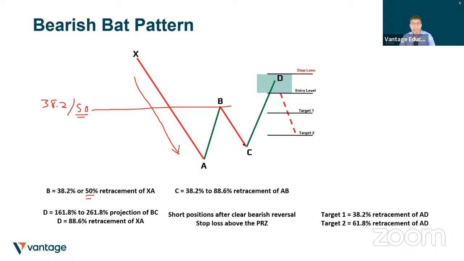Point C falls anywhere between 38.2% to 88.6% retracement of AB. I think I should highlight it here instead of drawing on a chart. The pattern is completed at D right here, which will be located in the potential reversal zone.